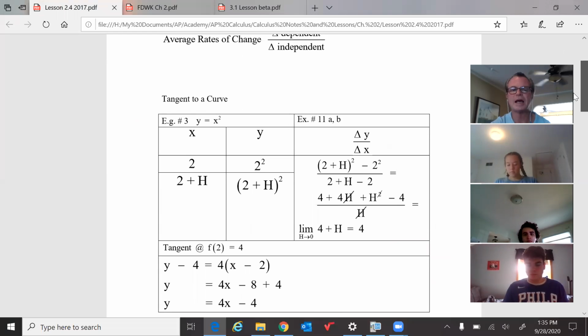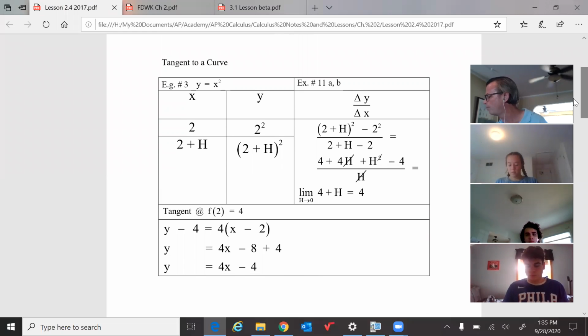So example 3 says, we're on page 89. Find the slope of the parabola at 2, 4. So examples 1 and 2 were average change. Example 3 is instantaneous change. So I built this table. See if this makes sense to you.